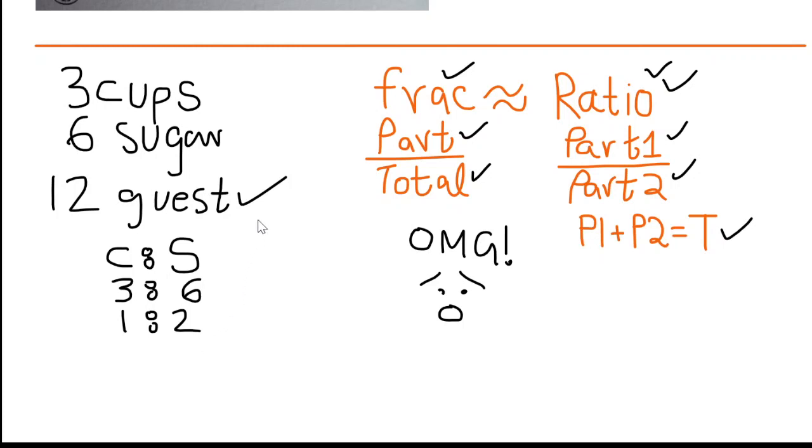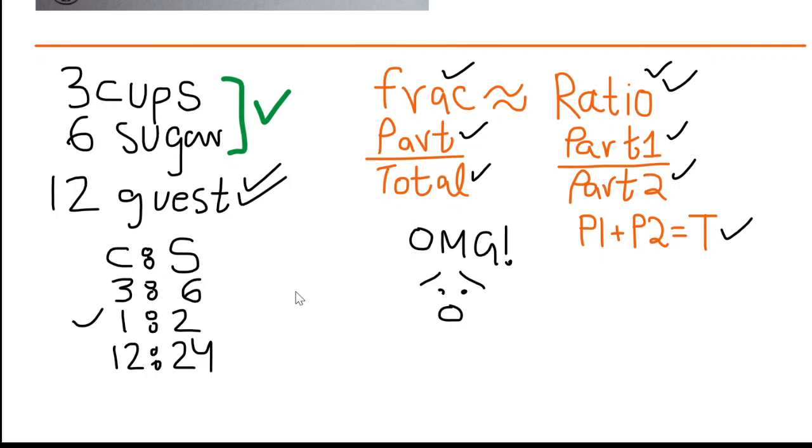Now, since I'm interested in 12 cups of tea for 12 guests, all I need to figure out is how much sugar I need to add for 12 cups of tea. If I look at the previous relationship, 1 cup requires double the amount of teaspoons of sugar. So what's going to be the double of 12? It's going to be 24. This is a very simple example that I'm pretty sure you can all relate to.